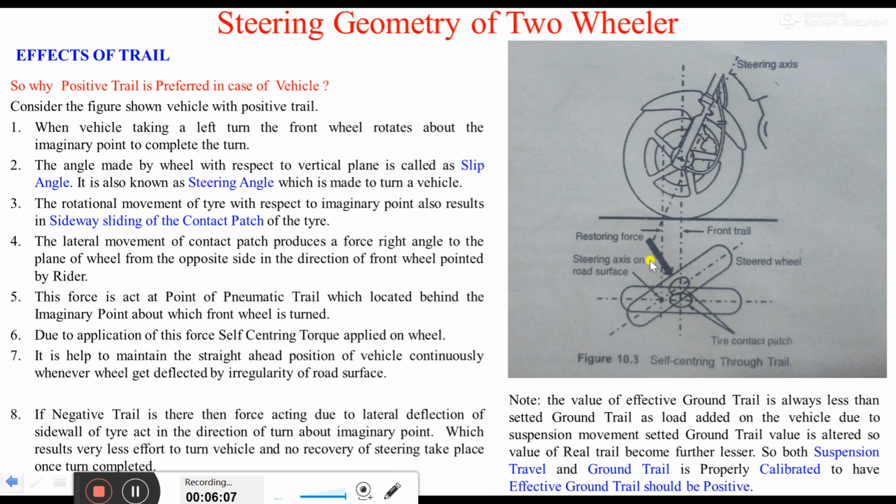Okay, so this is one of the effects of the positive ground trail. That's why we are preferring a positive ground trail in the case of the two-wheeler. There are several effects of it, so this is one of the effects. Now what is the note quoted over here? The value of effective ground trail is always less than stated ground trail.